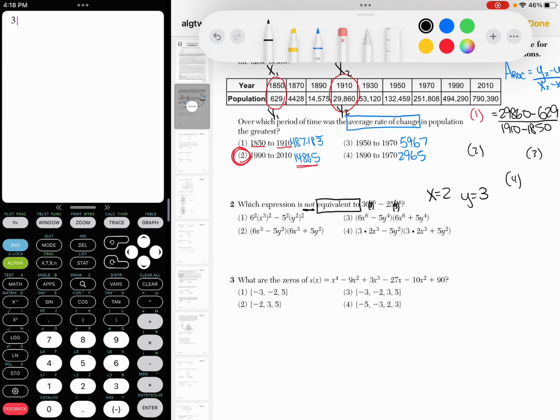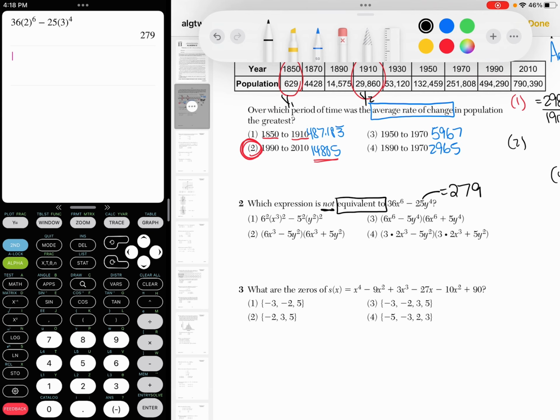And I'm just going to type that into my calculator. So 36 times 2 to the 6th minus 25 times, I'm using a 3 for y, to the 4th. So when I typed in the original expression using x is 2 and y is 3, I got that this is equal to 279. Now think this through. If I plug in x is 2 into all of my choices and y is 3 into all of my choices, if it's not equivalent to it, it's not going to equal 279.